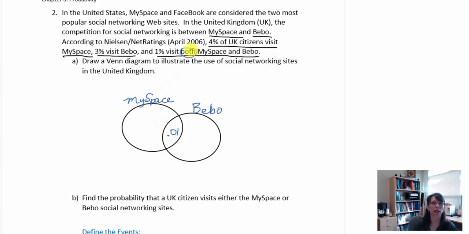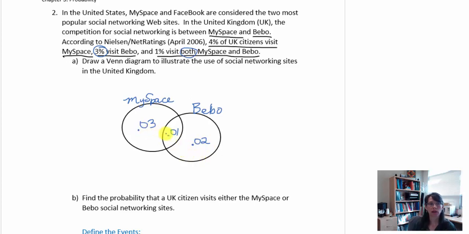Next, I'll go back to MySpace. It says 4% of UK citizens visit MySpace. So that means the total for event MySpace needs to be 4%. If I already have 1% accounted for, that leaves 3% or 0.03 remaining for MySpace. In a similar way, we'll look at Bebo. The total is 3%. I already have 1% accounted for, so 3 minus 1 would leave 2% or 0.02 remaining for Bebo.